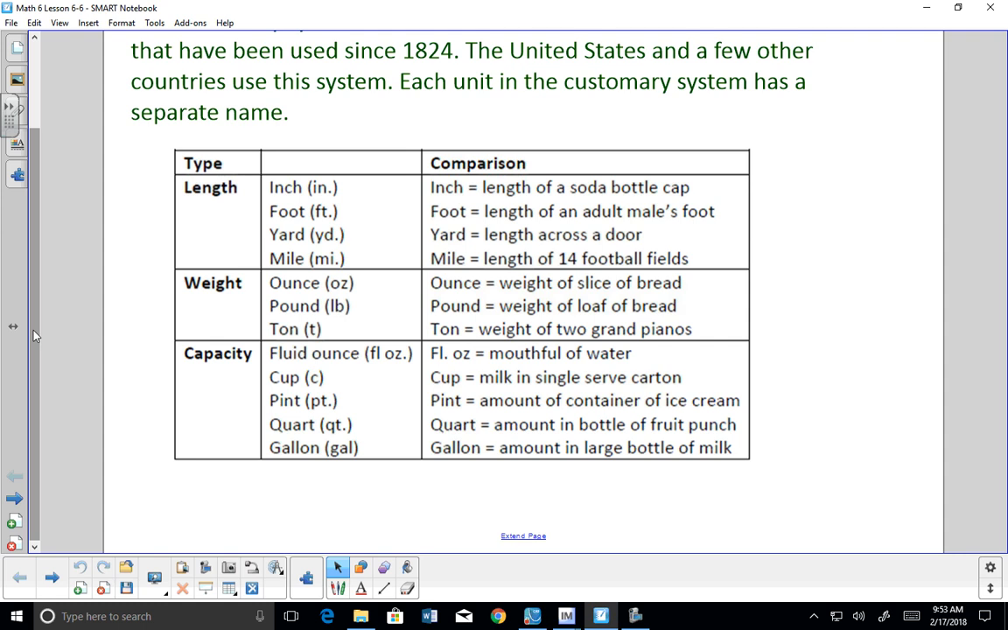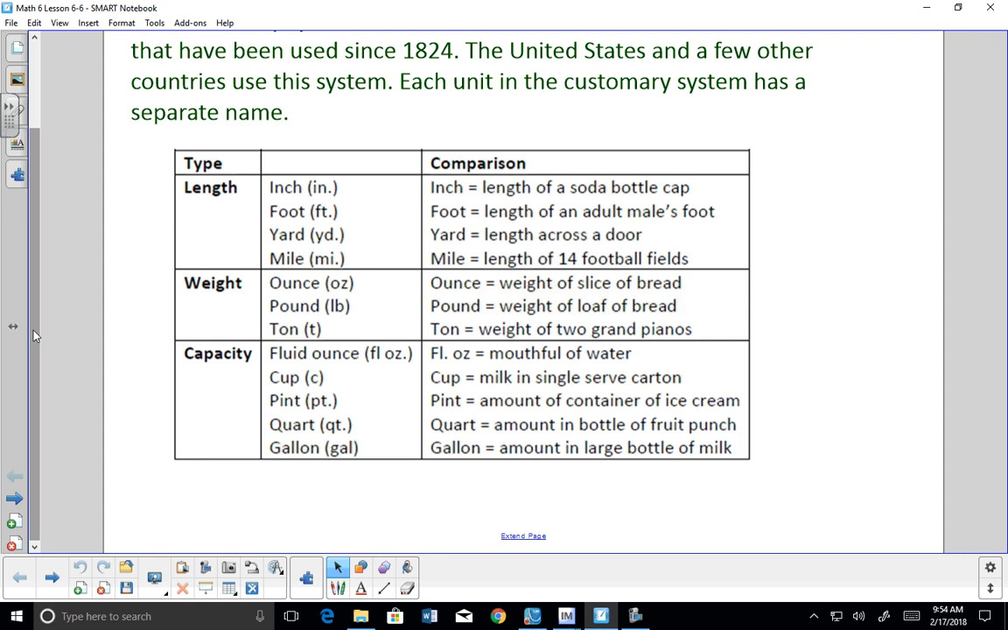The units most often used for length are the inch. The inch is about the length of a bottle cap. So if you took a soda bottle and screwed the cap off and measured it from side to side, that would be about an inch. A foot is the length of an adult male's foot, the average adult male, not Shaquille O'Neal, who's got gigantic feet. Okay? The average adult male's foot is about a foot. The yard is about the length across a regular door, a doorway going into a bedroom, a doorway going into a house. The width of the door, not the height of the door, the width of the door.